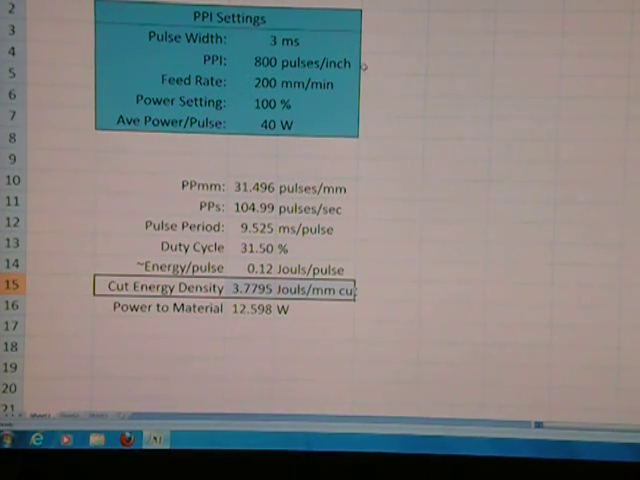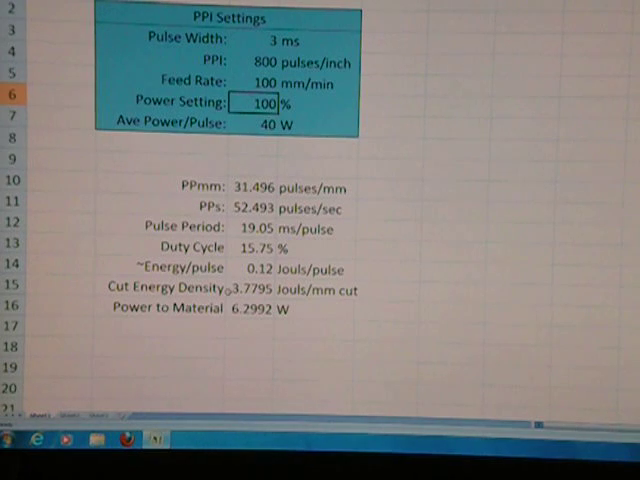Now if I have the cut energy density set right, but I'm getting melting at the corners, I can either adjust my acceleration, or I can set my head feed rate lower still. You can see that keeps the cut energy density the same, which keeps my depth of cut relatively the same, but it cuts my power to the material.